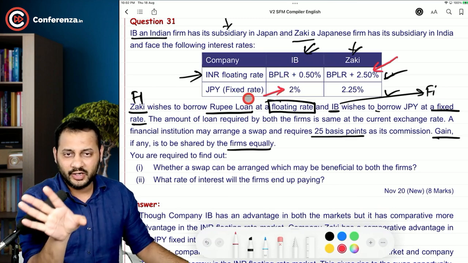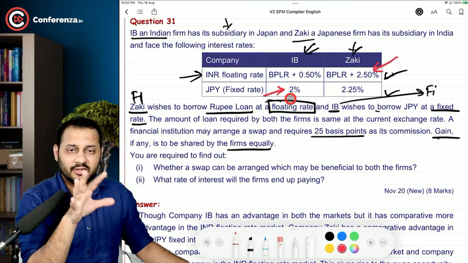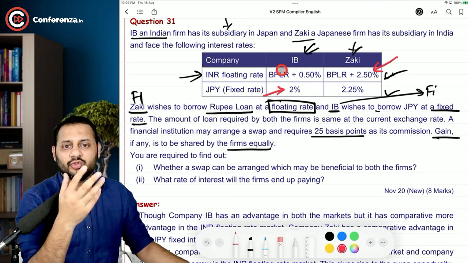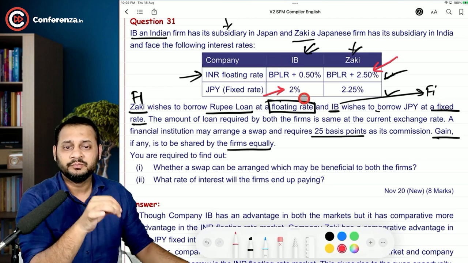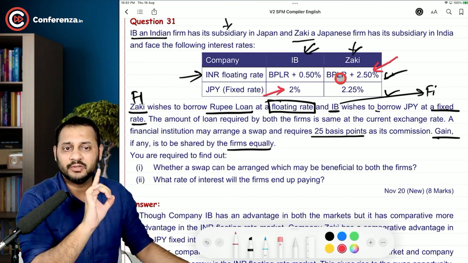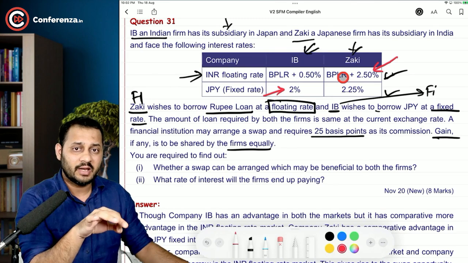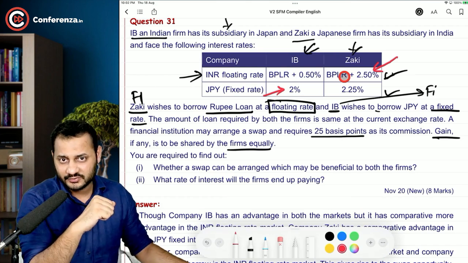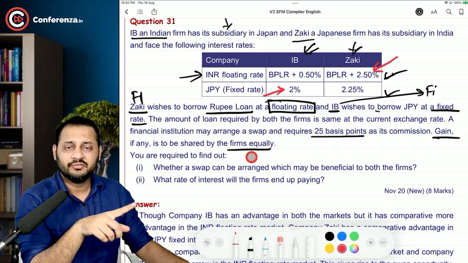IB's wish is to borrow at a fixed rate. It is costing it 2% from borrowing from the bank, but a swap arrangement can cost much lower than 2% at the fixed rate. So IB will obviously want to go for the swap arrangement if it can have a fixed rate loan lower than 2%. Similarly with Zaki. Zaki can take a loan at BPLR plus 2.5%, but instead of directly taking it from the bank at a floating rate, if it enters a swap arrangement with a floating rate at BPLR plus something less, then it is beneficial for Zaki as well. So the question is, in this swap, if there is any gain, it will be shared by the firms equally.